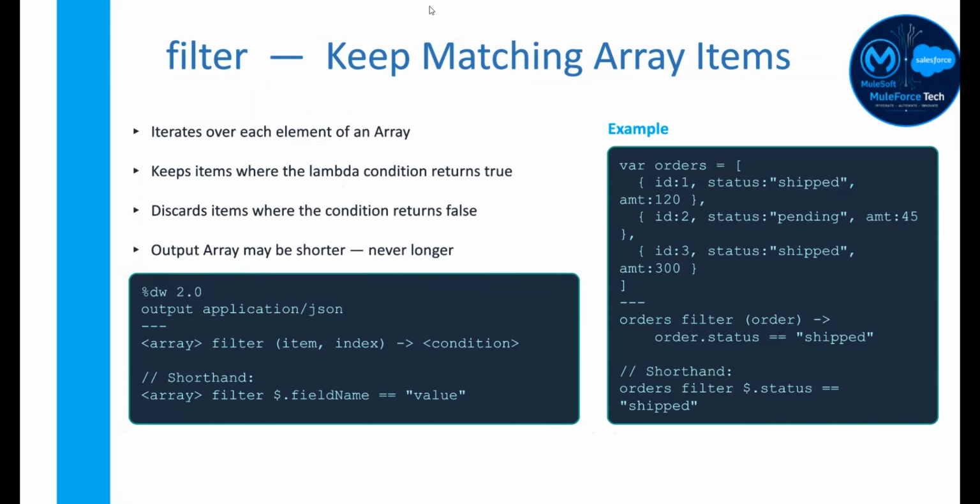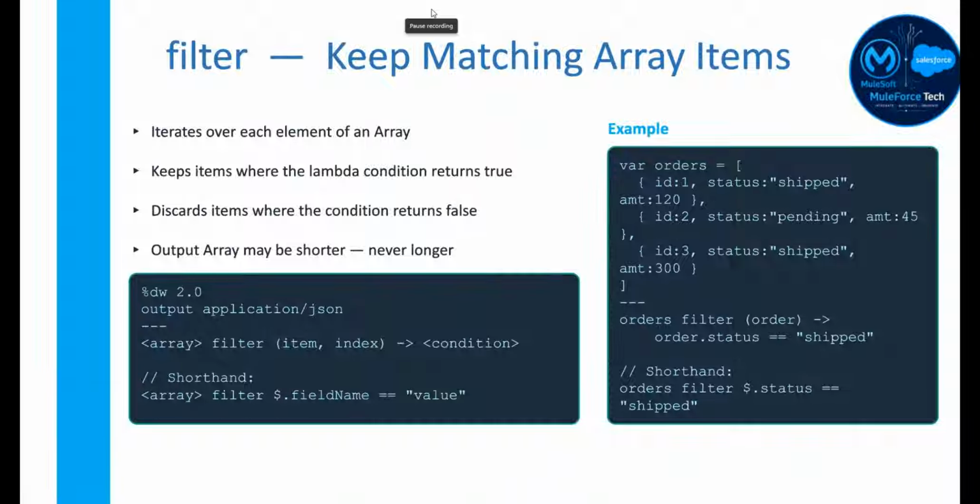Now let's talk about the filter function. Filter also works on arrays, but instead of transforming items, it removes items that don't meet a certain criteria. Think of it like only items that pass the test get through. In our example, we have a list of orders with different statuses. We use filter to keep only the orders where the status is equal to shipped. All the remaining items which do not meet the criteria are discarded.